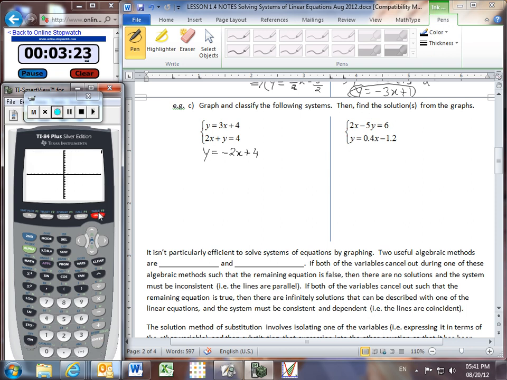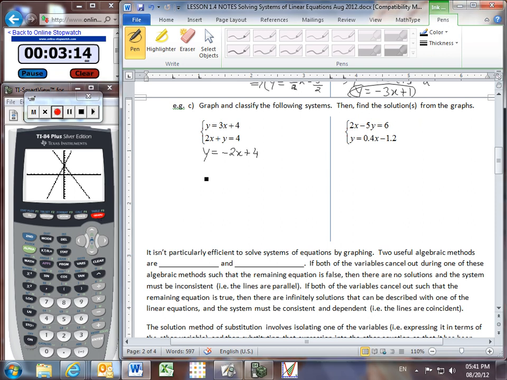If we have a look at this picture, there is the first graph, and there's the second graph. So it's pretty apparent from that picture that they are intersecting lines. You could have concluded this, of course, from here. Different slopes. Anyway, they're intersecting lines, and therefore, we can classify this as a consistent, independent system.